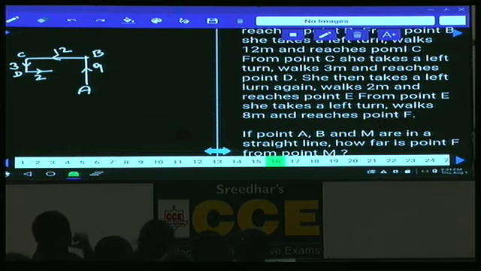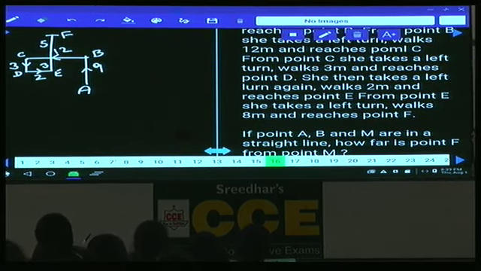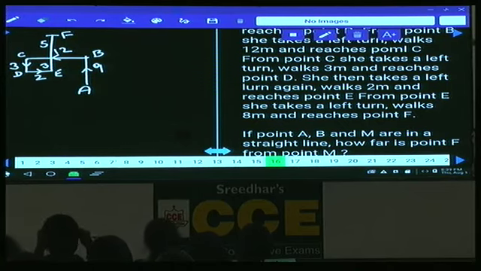She takes a left turn, walks 8 meters. Now from here, left hand side 8 meters. Now this is D and this is 8 meters, means this will be 5, this will be 3, and reaches point F. Then the question is, points A, B and M are in a straight line. If A, B and M are in a straight line, how far is F from point M?